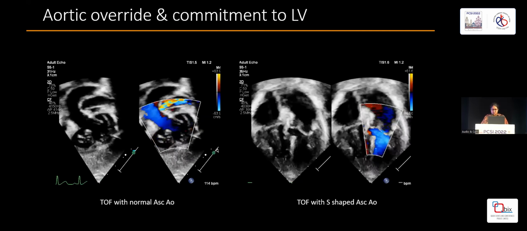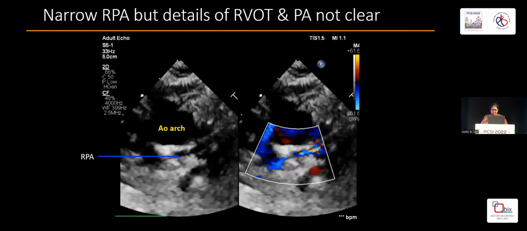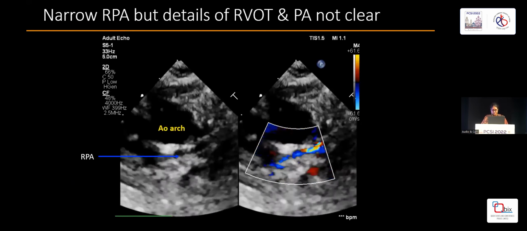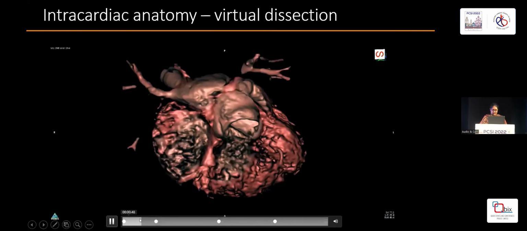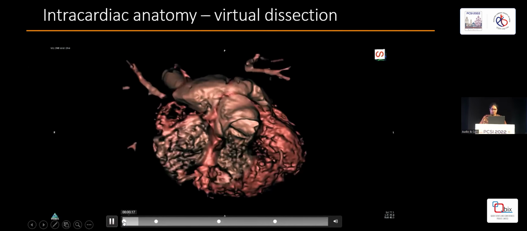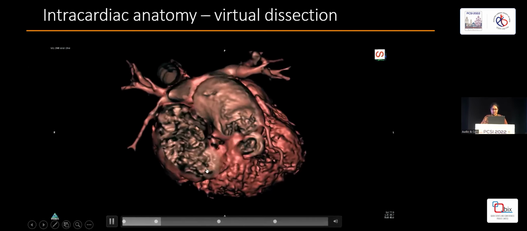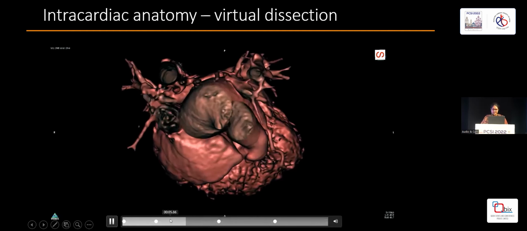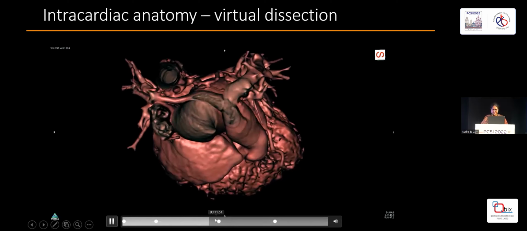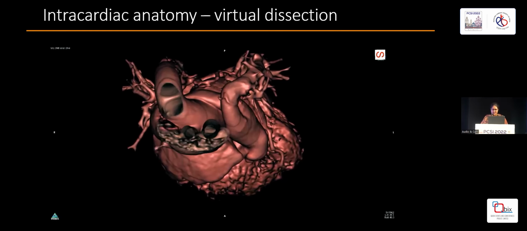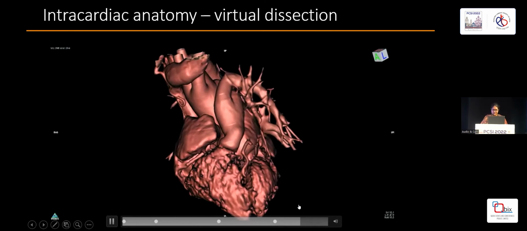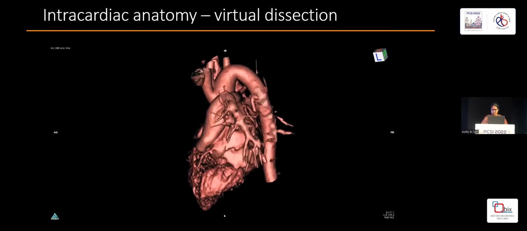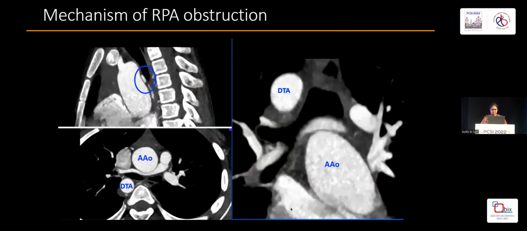As we did the suprasternal short axis, we saw the significant mid-RPA stenosis. We moved into the intracardiac anatomy of the heart, and we saw that the location of the aorta is much more leftwards. The commitment of it is more towards the LV. And then we see the crossed PAs arising anteriorly, and then finally, the right arch taking a turn. So this explains the S-shaped aorta, which is seen in this subset of patients.